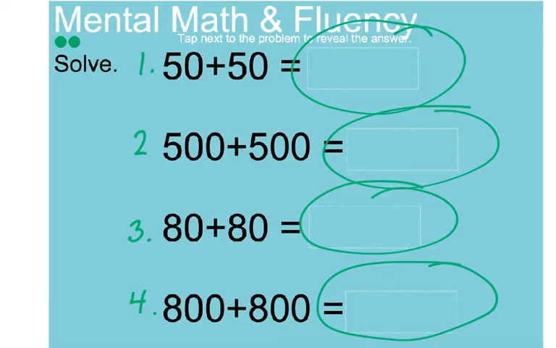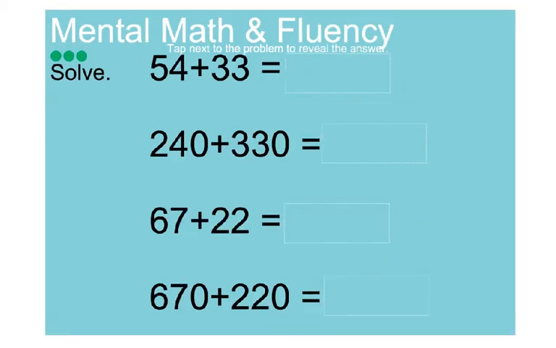Now check your work. 50 plus 50 is 100. 500 plus 500 is 1,000. 80 plus 80 is 160. And 800 plus 800 is 1,600. Go ahead and erase. And lastly, as best you can, if possible, try to do these in your head.